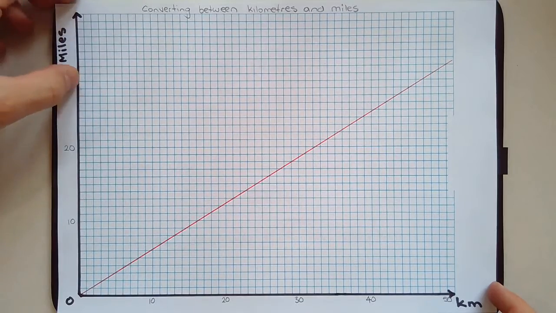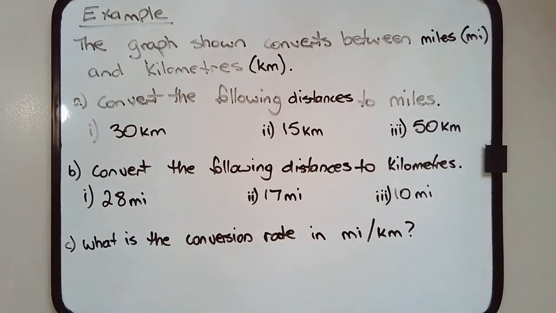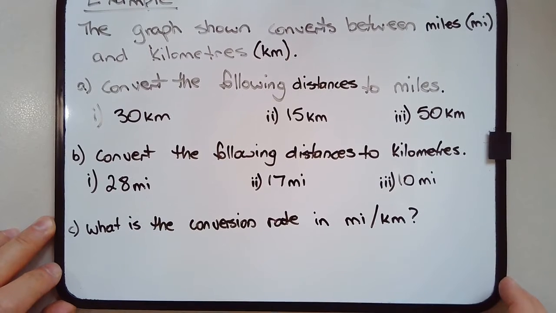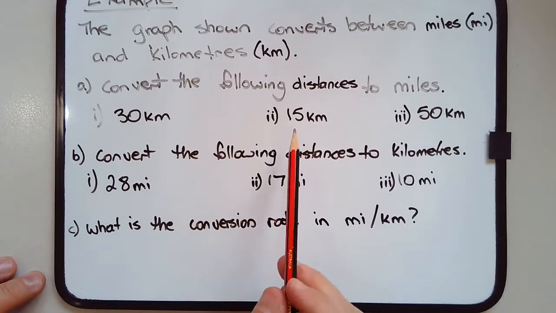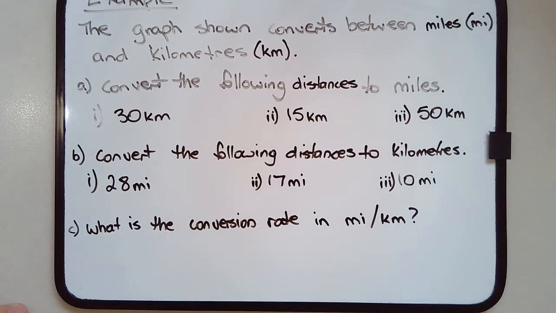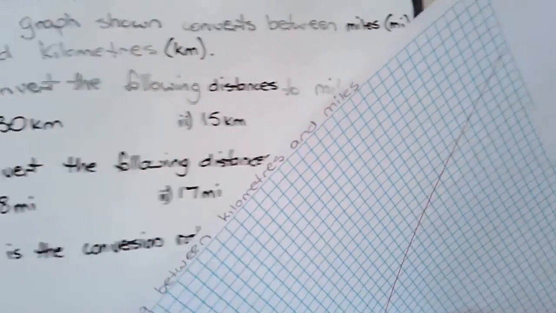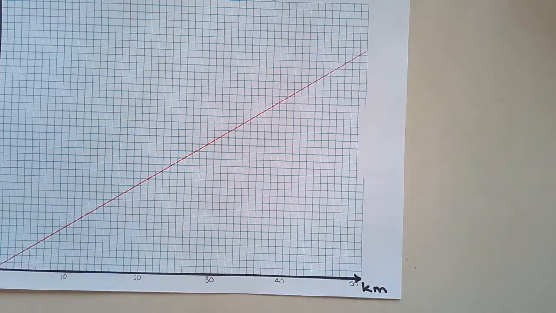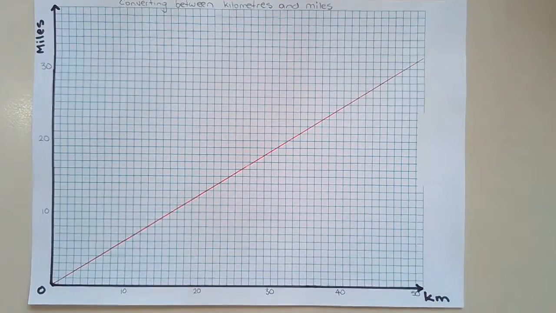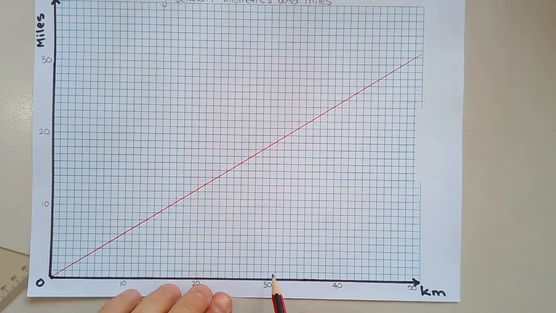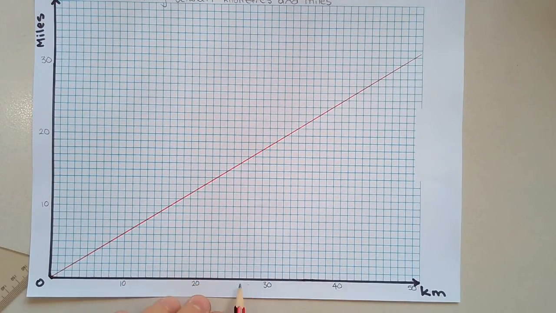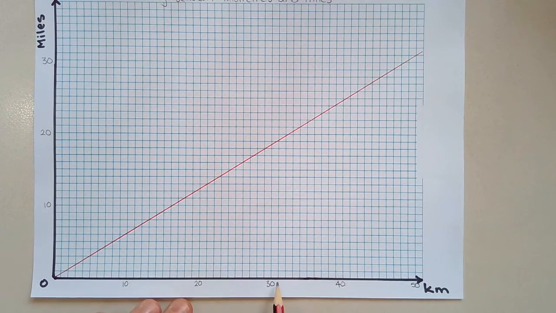Let's have a look at the questions. So convert the following distances to miles. So we have 30, 15, and 50. So let's look at 30 kilometers first. Okay, you'll need a ruler for this. So what we do, 30 kilometers. Mark out where it is on the x-axis, because that's what the x-axis represents.